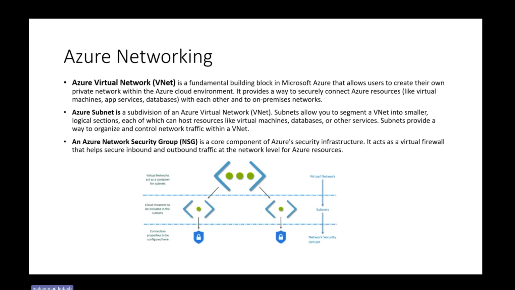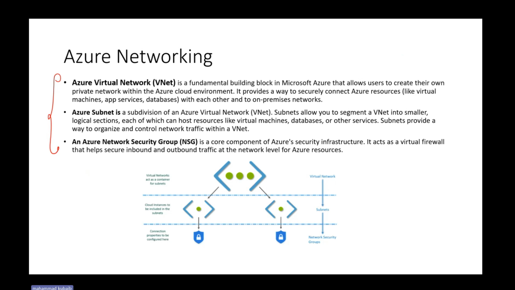Let's go to the next topic, which is Azure networking. This is very, very important to understand. When it comes to Azure networking, we have three important concepts. One is Azure Virtual Network. It is a fundamental building block in Microsoft Azure that allows you to create your own private network in Azure. It provides a way to securely connect Azure resources to each other or to on-premises. So Azure Virtual Network is nothing but your own network in the Microsoft data center.